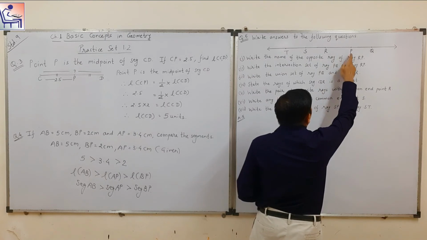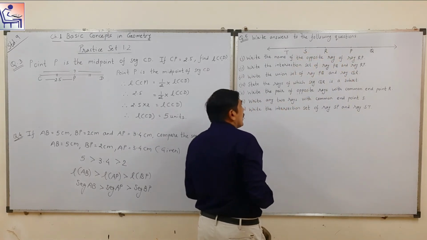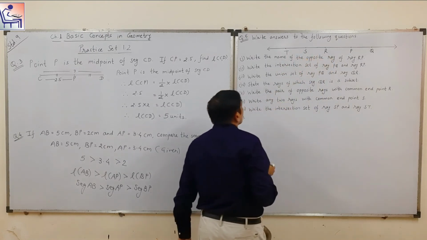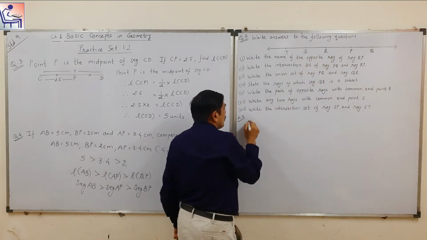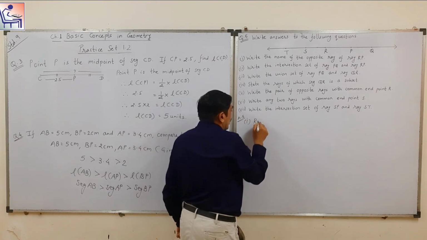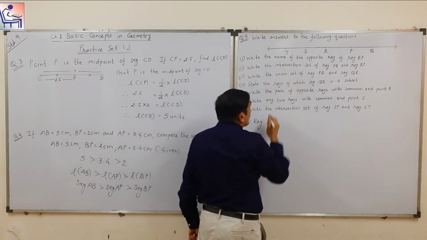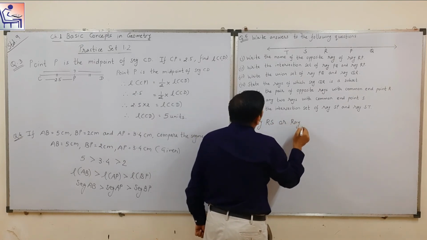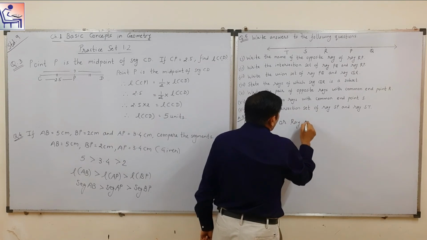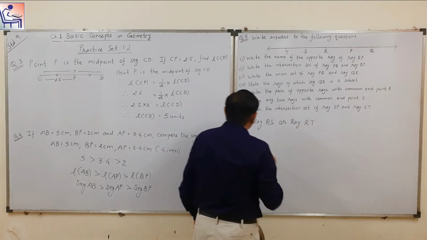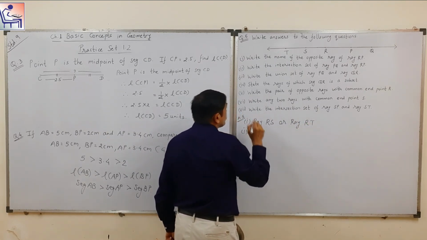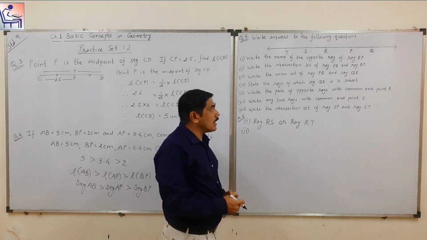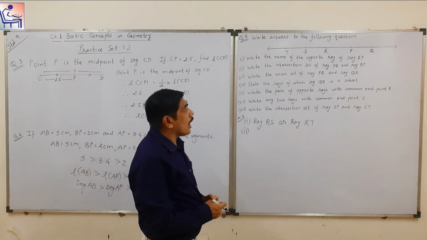So the opposite ray of ray RP, either it may be ray RS or ray RT. So here we can say the first one, ray RS or ray RT. Then the second one, write the intersection set of ray PQ and ray RP.